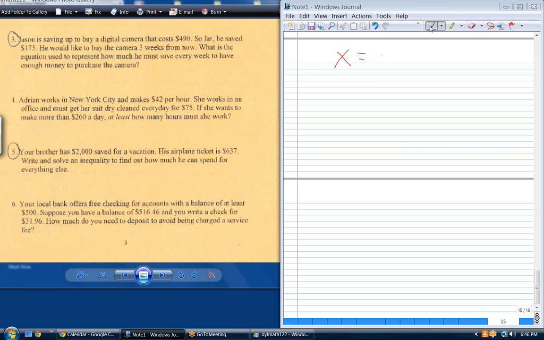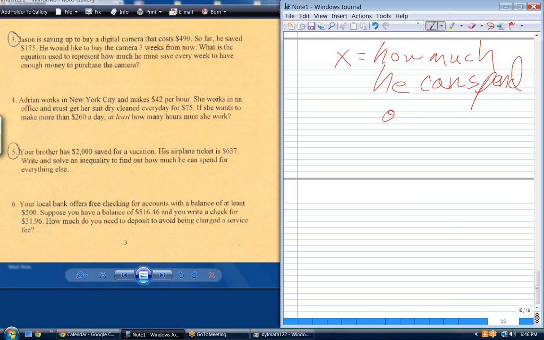Alright, so for you would do X is equal to how much he has left? No, how much he can spend for everything else. That's, in other words, whatever they ask, make that equal to X. Okay. X is how much he can spend on everything else. After a while, you get so you don't have to write it all out like this. But when you're first starting these word problems, it's very helpful.